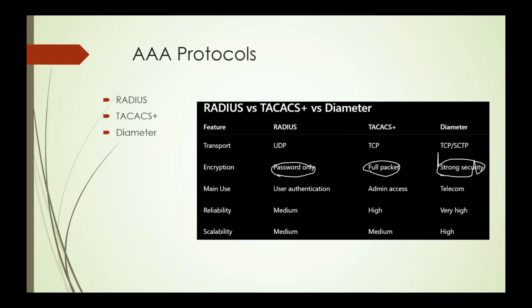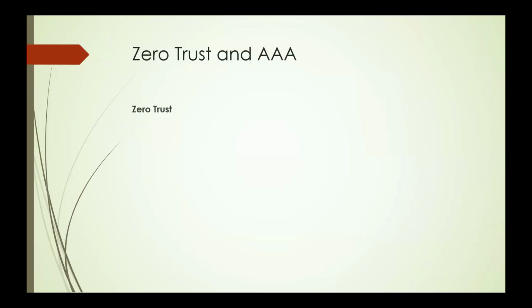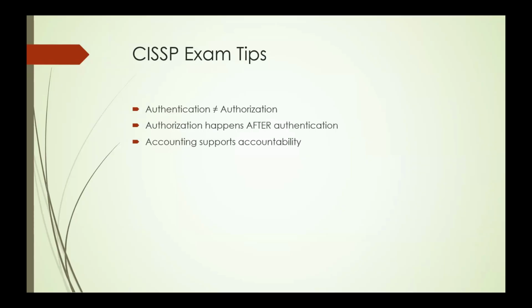Then comes the zero trust security model. Zero trust says never trust, always verify. Even internal users must be continuously authenticated and authorized. Every few minutes the session will expire, so again you have to authenticate and authorize. That is zero trust. The AAA framework is the foundation of zero trust architecture.